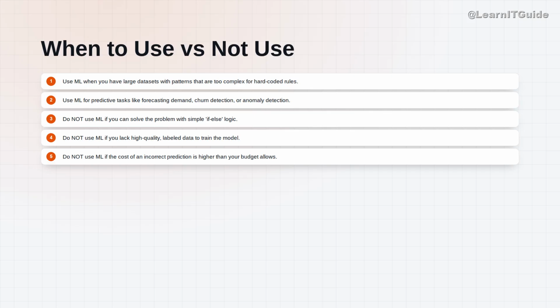Specifically, use ML when you have large datasets with patterns that are too complex for hard-coded rules. Use ML for predictive tasks like forecasting demand, churn detection, or anomaly detection. Do not use ML if you can solve the problem with simple if-else logic. Do not use ML if you lack high-quality labeled data to train the model, and do not use ML if the cost of an incorrect prediction is higher than your budget allows. If an incorrect prediction could ruin your business, do not rely on a probabilistic model without heavy human oversight.